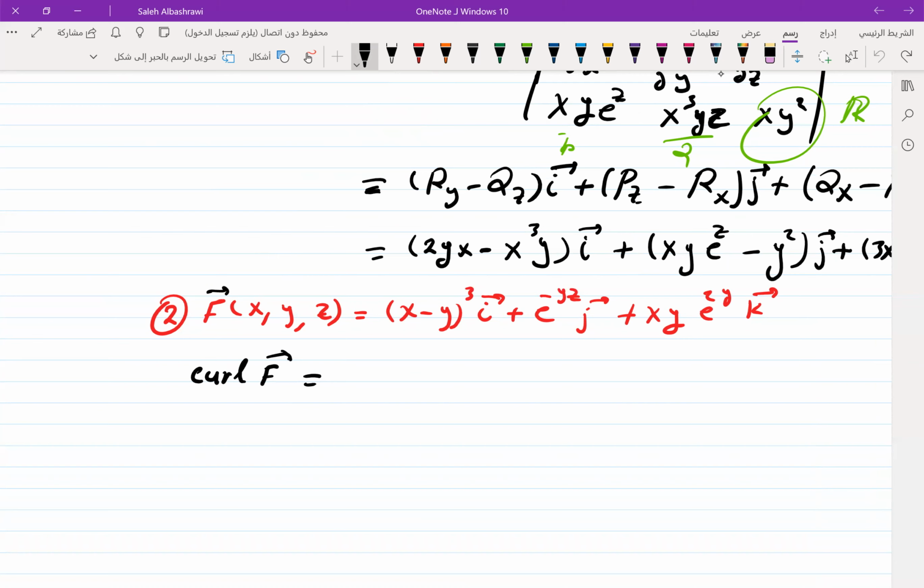The curl is equal to R sub y minus Q sub z. This is P, this is Q, this is R. So differentiate R with respect to y. For the derivative of R with respect to y, we have to apply the product rule, because I have y there multiplied by e to the power 2y. So it will be x multiplied by, differentiating with respect to y, f prime g plus g prime f, by the product rule.